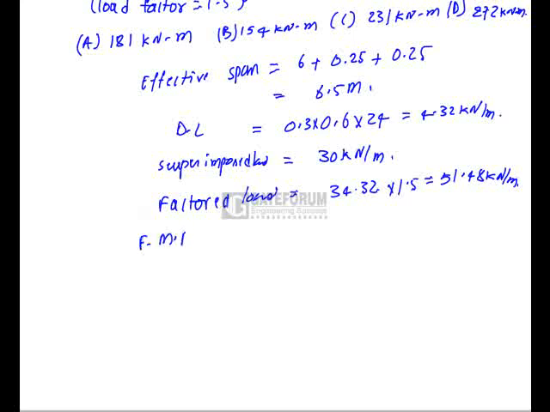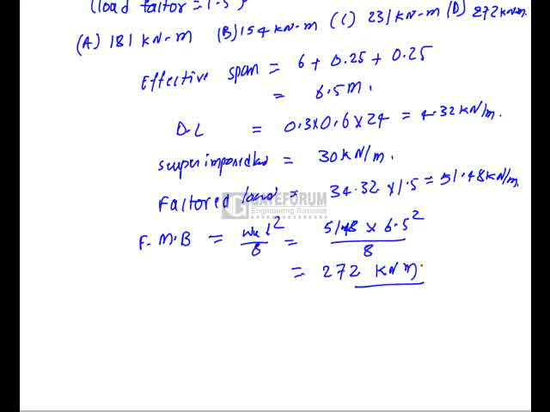Factored maximum bending moment is equal to Wu L square by 8. Wu is the factored load, that is 51.48, into L, the effective span, 6.5 square, divided by 8. That will come to 272 kilonewton meter. 272 kilonewton meter, option D is correct.